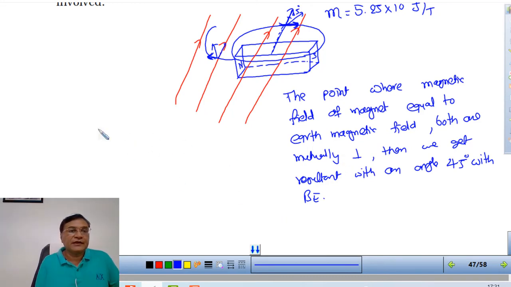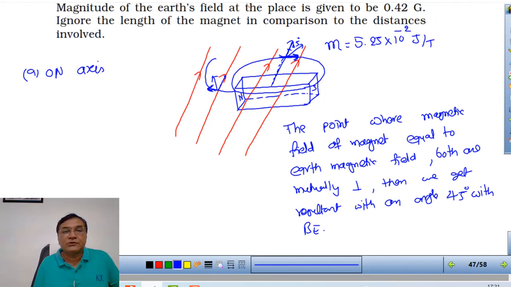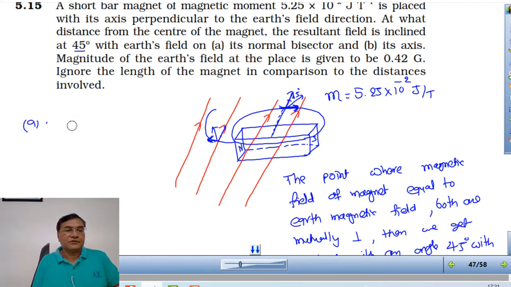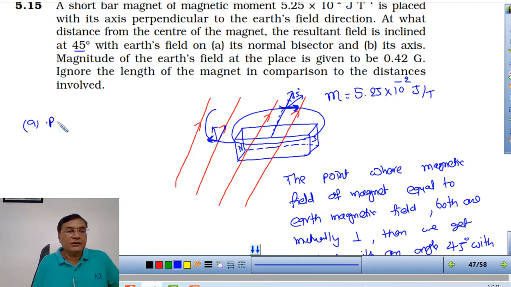So first possibility I take on axis. No, first is the bisector. This is the B case. So perpendicular bisector. First I take the perpendicular bisector.